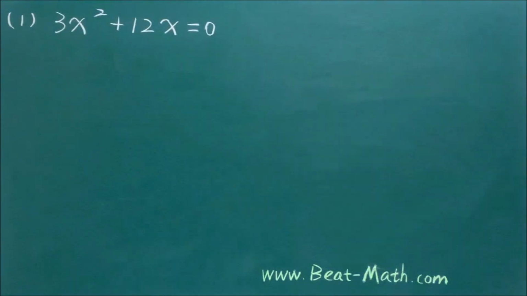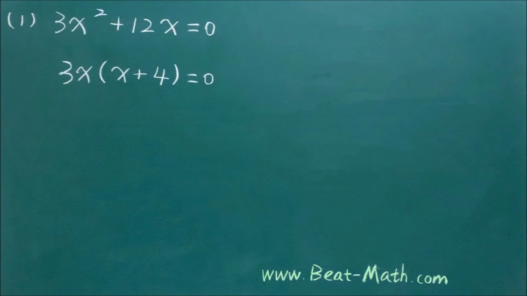Let's try the first example by factoring out the greatest common factors. 3x squared plus 12x equals 0. The left side of the equation is a polynomial. Both terms have a common factor, 3x. So we factor 3x out and get 3x times (x plus 4) equals 0.